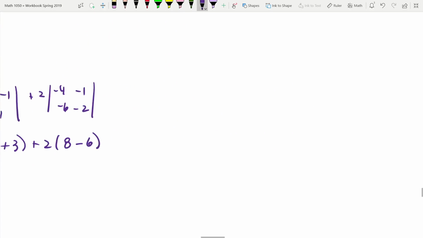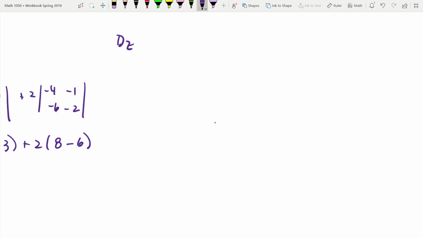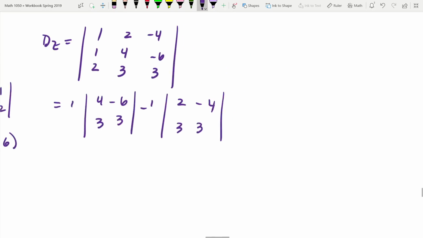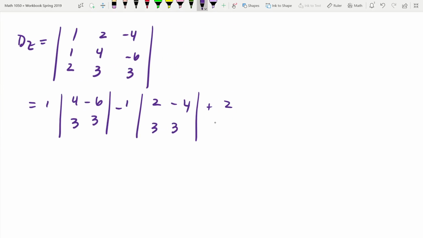Okay, now I'm going to find my d sub z. So x's don't change, y's don't change, z's change to -4, -6, +3. Write down the first number, get rid of the row, get rid of the column: 4, -6, 3, 3. Second number is a 1, get rid of the row, get rid of the column: 2, -4, 3, 3. Third number is a 2, get rid of the row, get rid of the column: 2, -4, 4, -6.